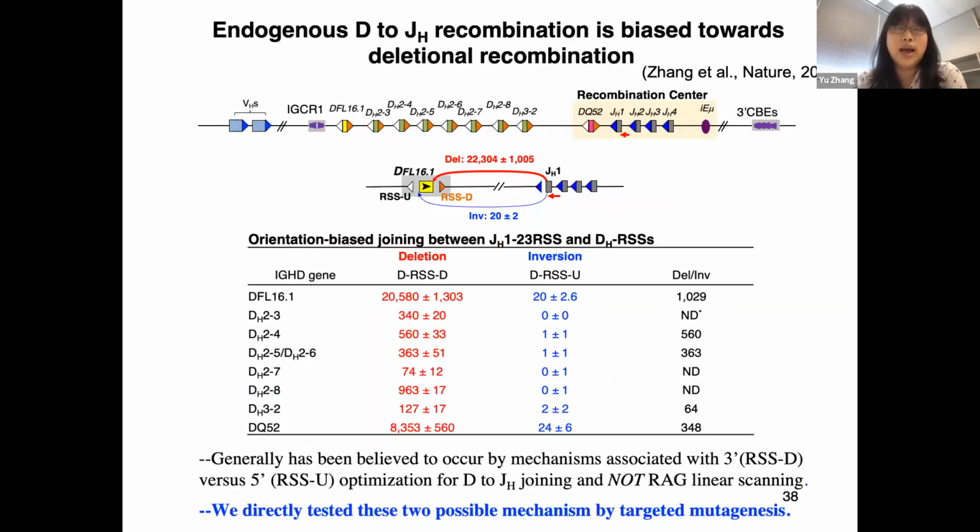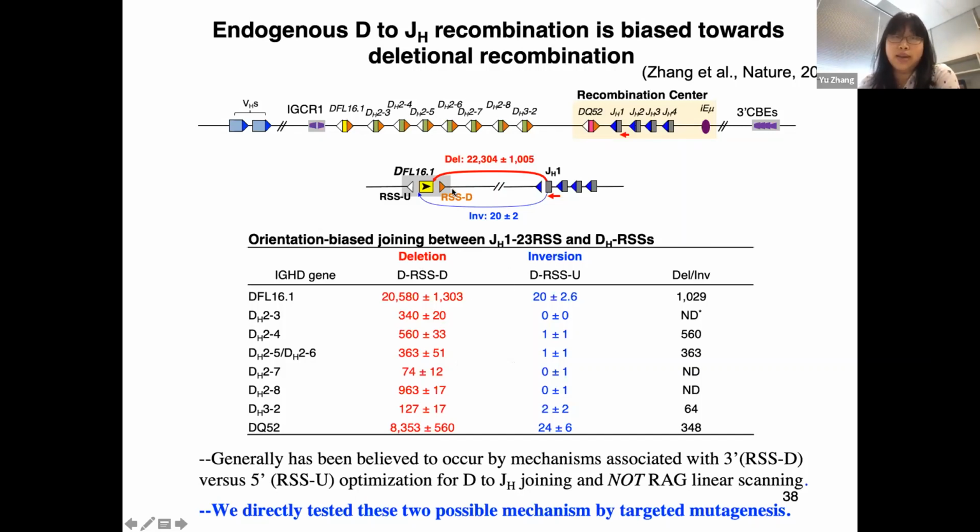And for this, actually, D-to-J joining is featured by a very strong bias toward deletional joining. Okay, deletional appears again and again here. So what does that mean? If you look at the DJ domain, there are multiple D segments here, but for all of them, the deletional joining is significantly higher than inversional joining, and the frequency can be as different as 1,000-fold.